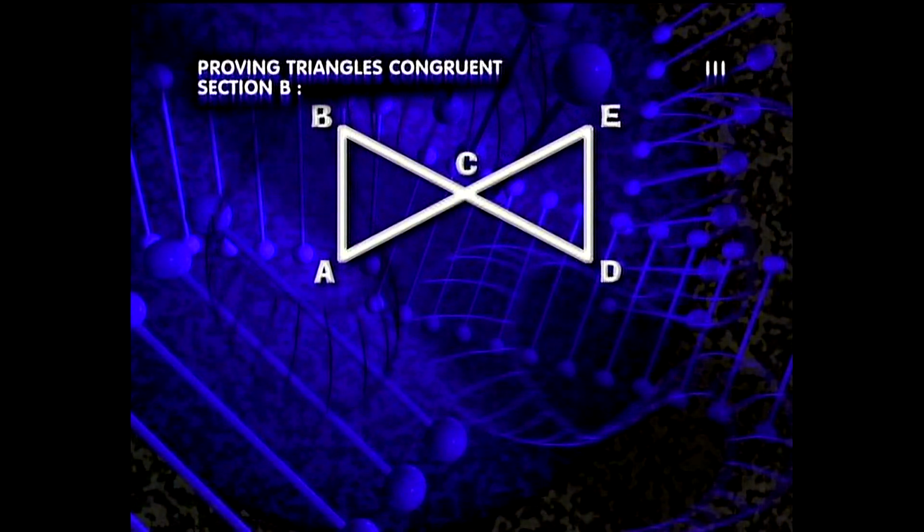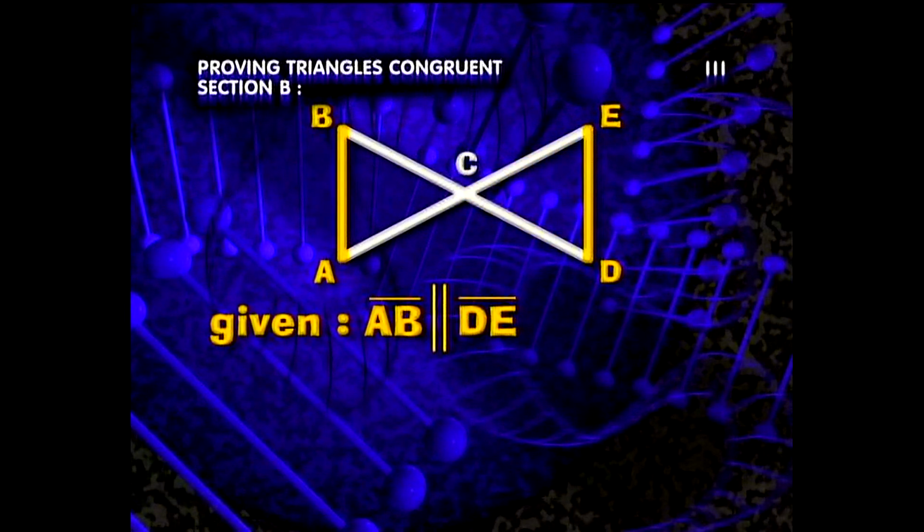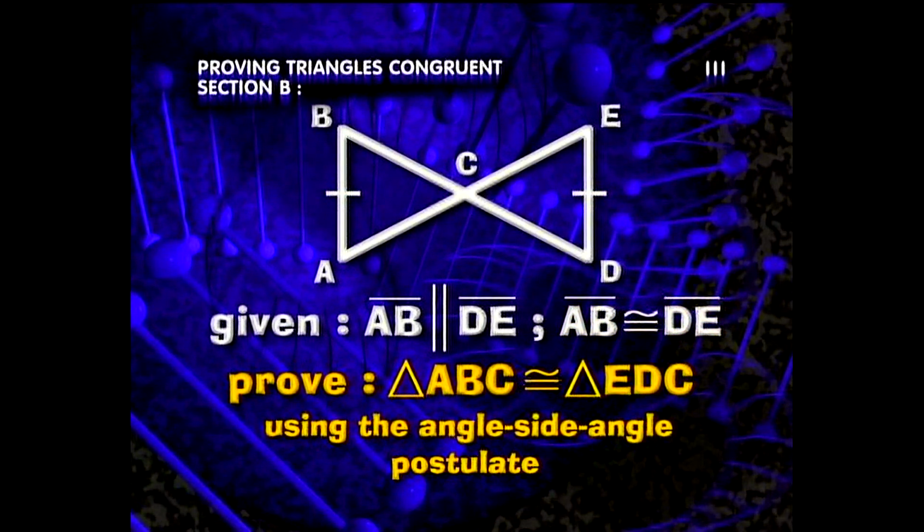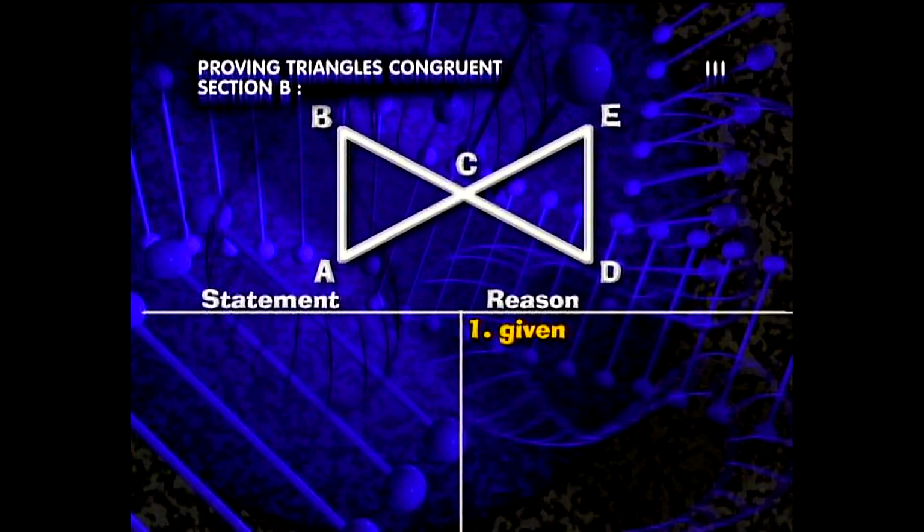Let's look at the triangles here, ABC and EDC. Let's prove them congruent. Sound good? Great. Let's state our given information. We're given that AB and DE are parallel to one another and their lengths are congruent. We want to prove the triangles are congruent using the angle side angle postulate. Let's get started by stating our given information. Lines AB and DE are parallel, and AB and DE are congruent.